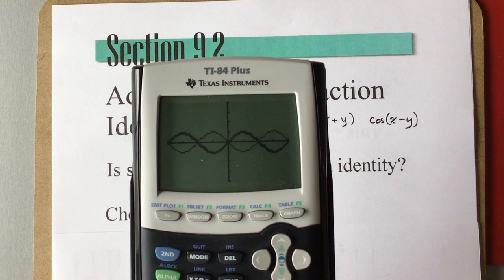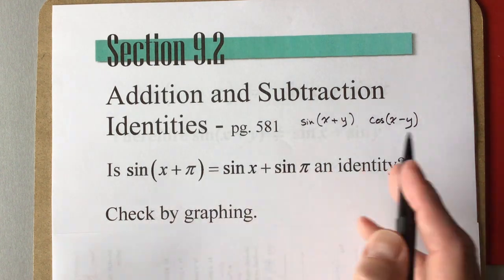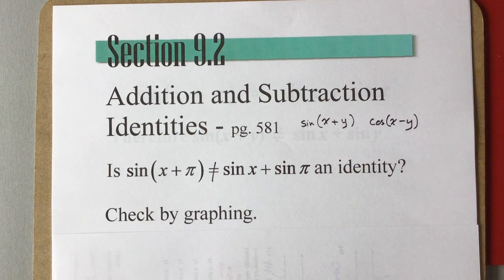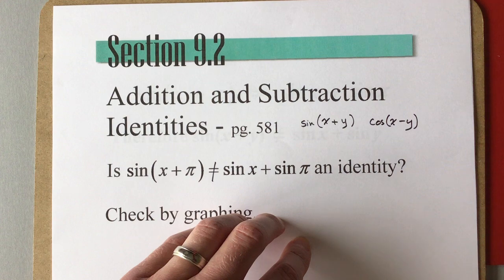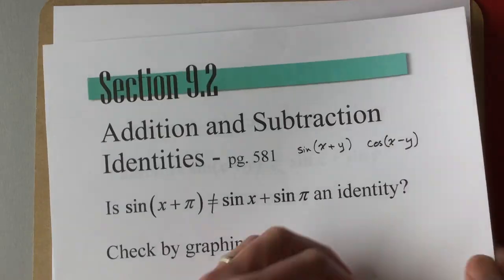Those two curves did not match, which means the expression on the left and the expression on the right is not a true equation. Now, identities should be true no matter what you plug in. So here's the conclusion I can make from that little graphing exploration.